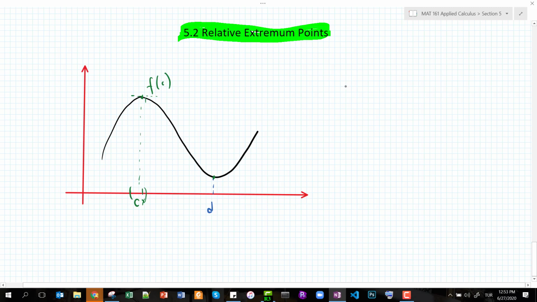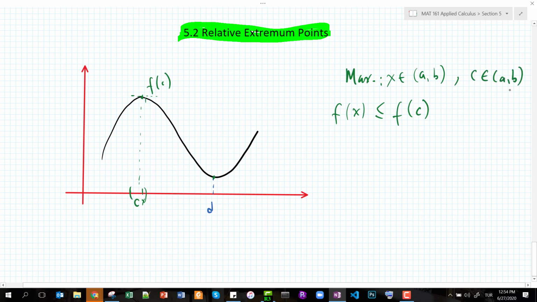Yes, all of the f of x values will be less than the f of c value. So I can definitely say, if you have the maximum point, whatever x value you take around this interval, since this is the interval AB, which includes c, all the x values you take here will be less than f of c. Of course, c also belongs to AB. If you can find that type of c, we are going to call this one the relative maximum.